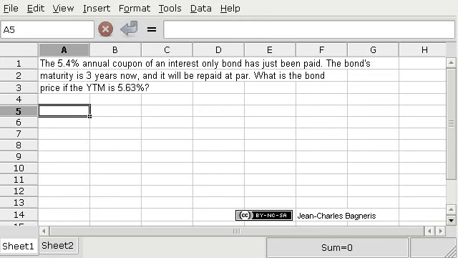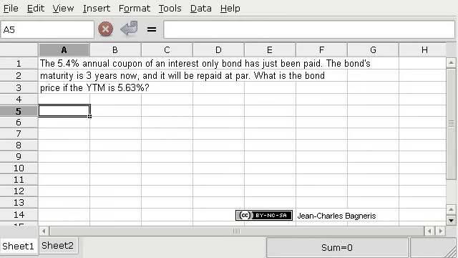The bond's maturity is the number of years remaining in the bond's life. Here we learn that the bond will be repaid at par. The par value is the face value, same thing. The yield to maturity is the yield or return you would get on the bond if you buy it now at its market price and keep it until maturity.